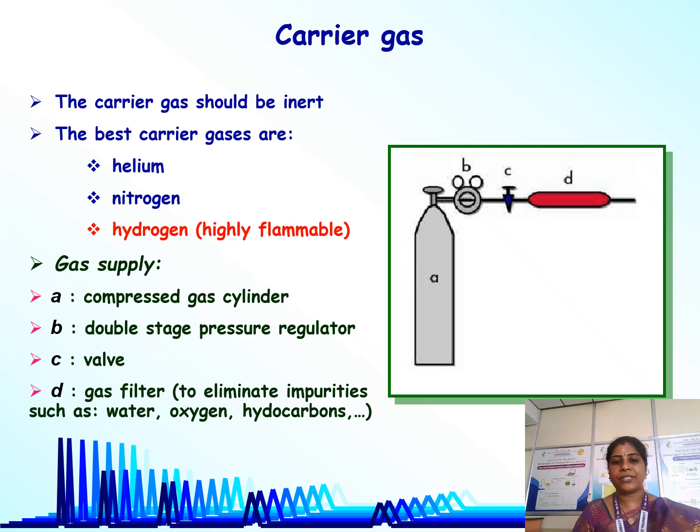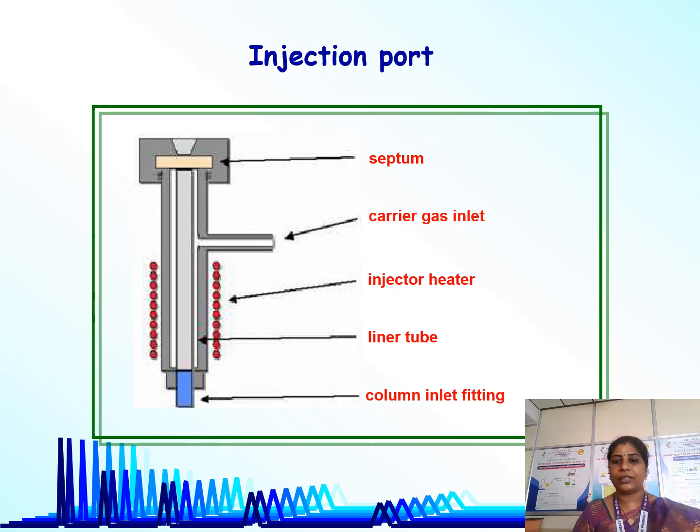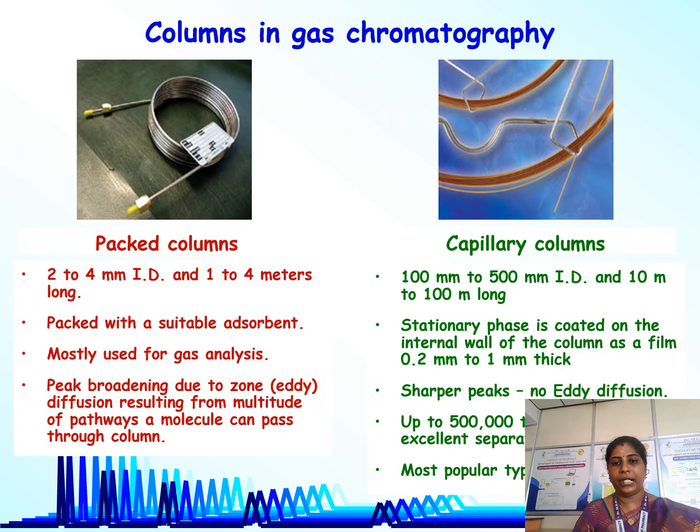Gas supply: compressed gas cylinder, double stage pressure regulator, valve, and gas filter to eliminate impurities such as water, oxygen, hydrocarbon, and other atmospheric air impurities. Then the injector port, which consists of the following parts: septum, carrier gas inlet, injector heater, liner tube, and column inlet fitting. Column in gas chromatography: there are two types of columns.